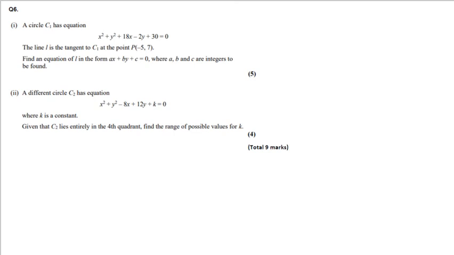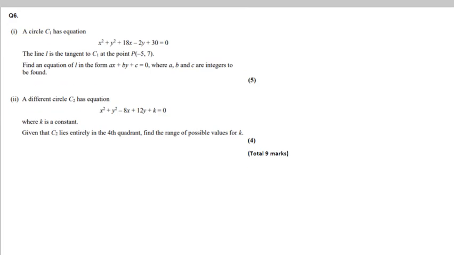Okay, so you've got a circle with this equation and you've got a point, and you need to find the equation of a tangent at that point. So remember, if we can draw our circle, it'll be here somewhere, you've got a point on it. Let's just find the centre of the circle first.